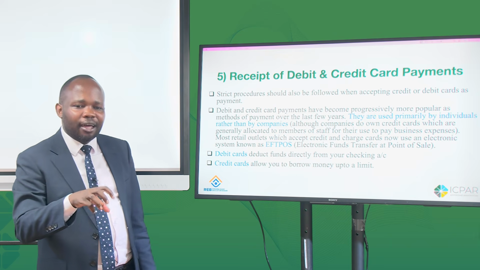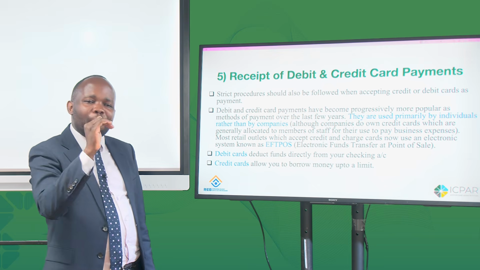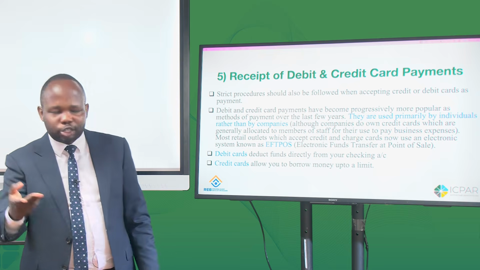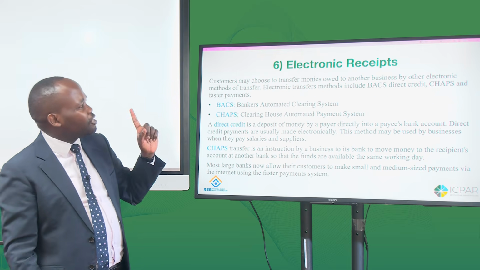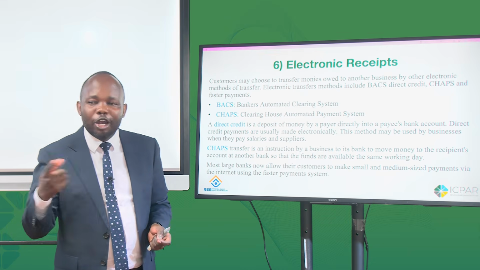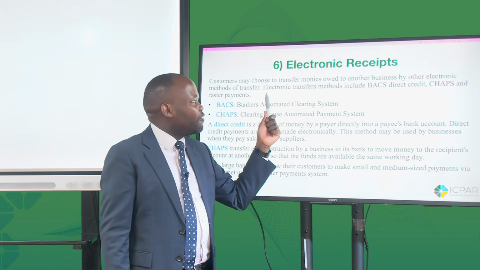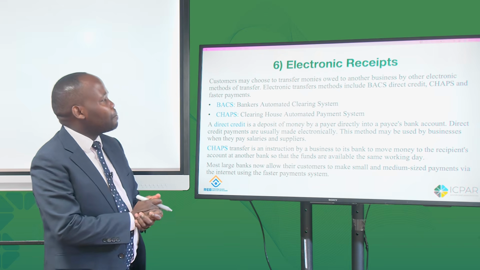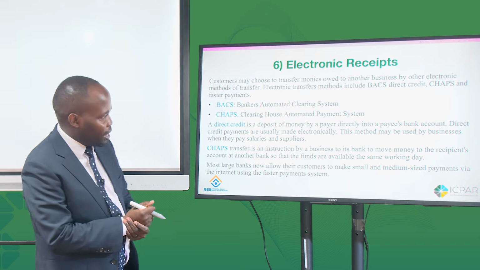On the other hand, a credit card allows you to borrow money up to a certain limit. So it's a card, but you will repay later. It allows you to withdraw money from that card, but the payment will be later, of course, at some interest. So that is a debit and credit. Now, electronic receipts, payments electronically, online. Customers may choose to transfer monies owed to another business by other electronic methods of transfer.